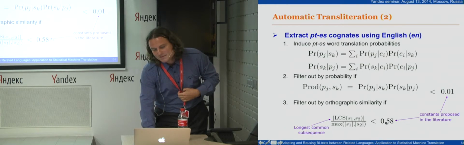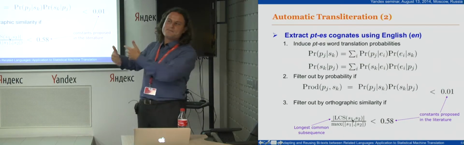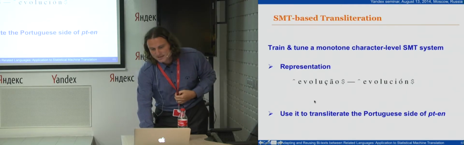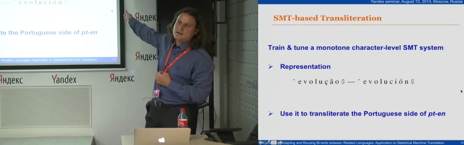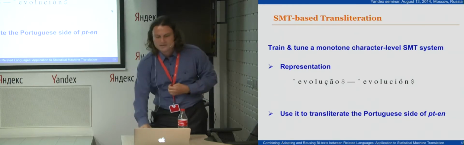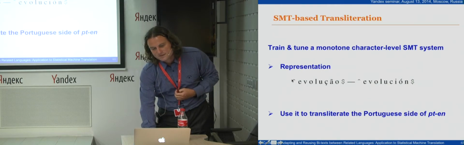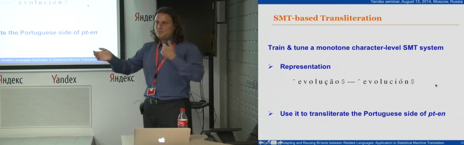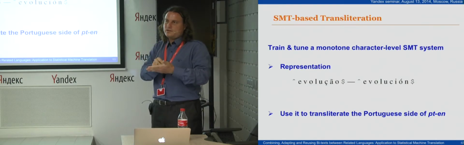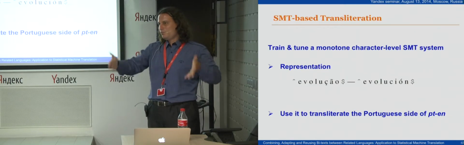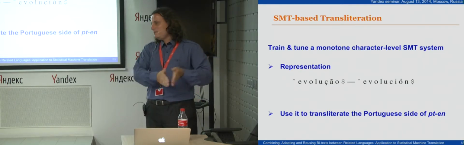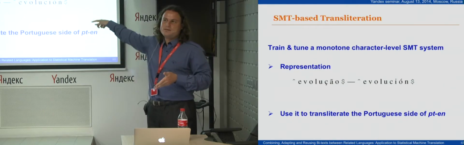And of course, there is also something about orthography. You want them to have some particular percent of overlap. And if they meet both conditions, then we say evolution and evolución are translations of each other. Then we split them into characters and put something to mark the beginning and the end, and then we say this is a sentence and this is a sentence, even though we treat characters as words and words as sentences. And then you build a system on this, and when I give it a new word, it can generate a transliteration for me.